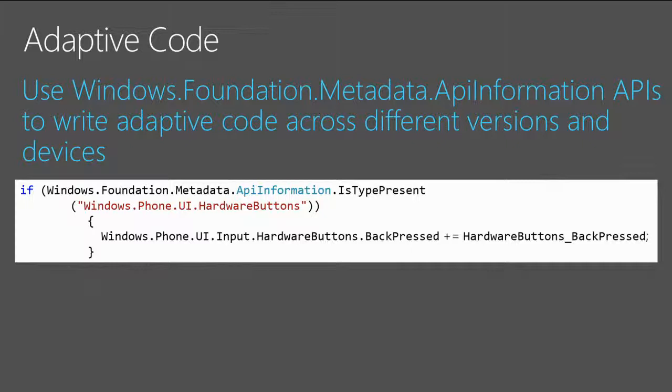So take a look at the whole Windows Foundation metadata namespace as well as the API information class. That is a primary way that you'll be doing this going forward. So we talked about adaptive code. So now you know how to still have a single application package, but make sure you can use the wealth of other APIs available in specific device families.